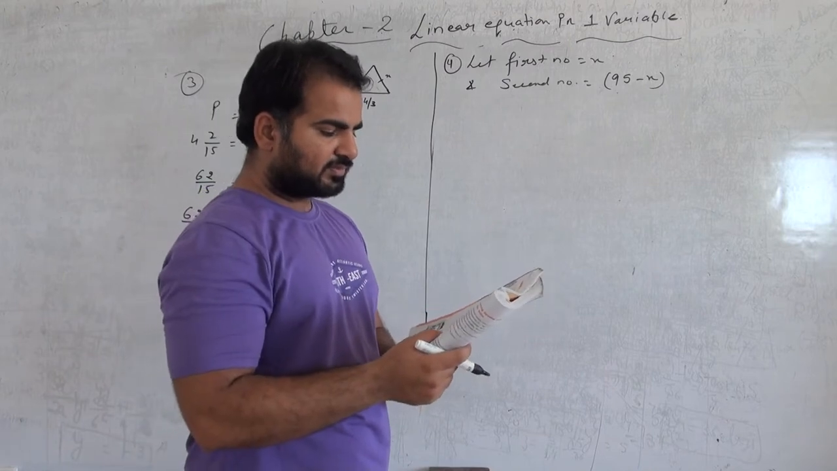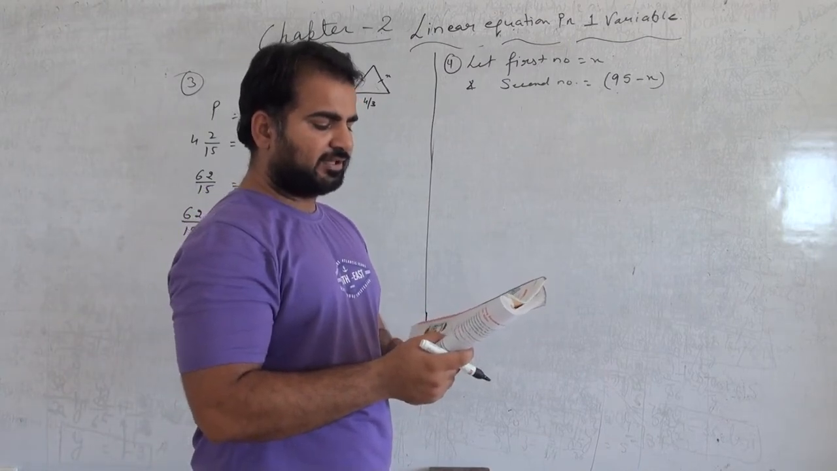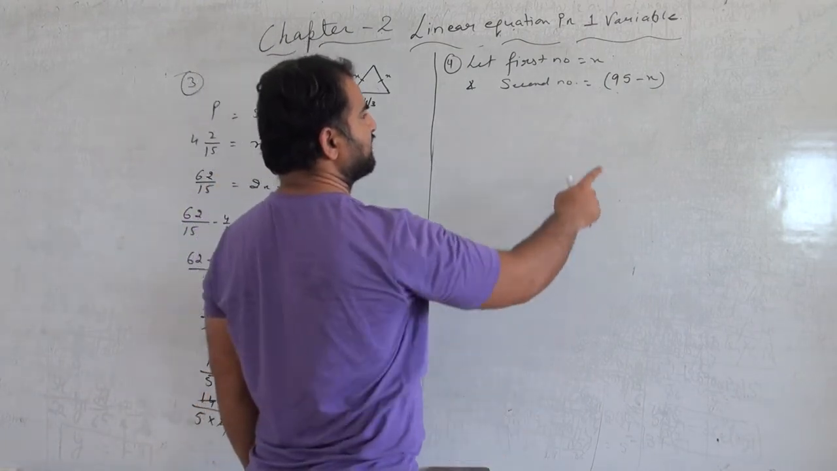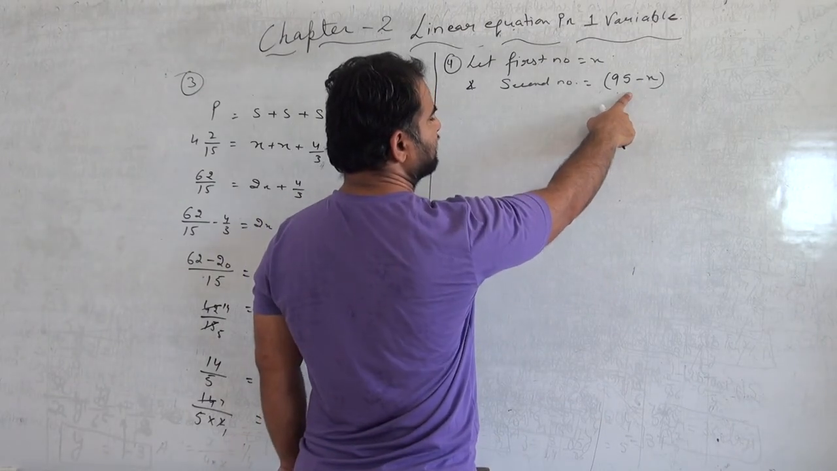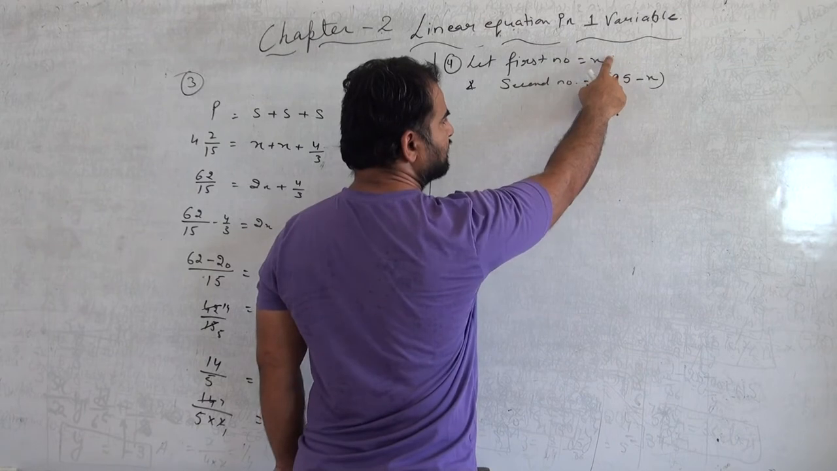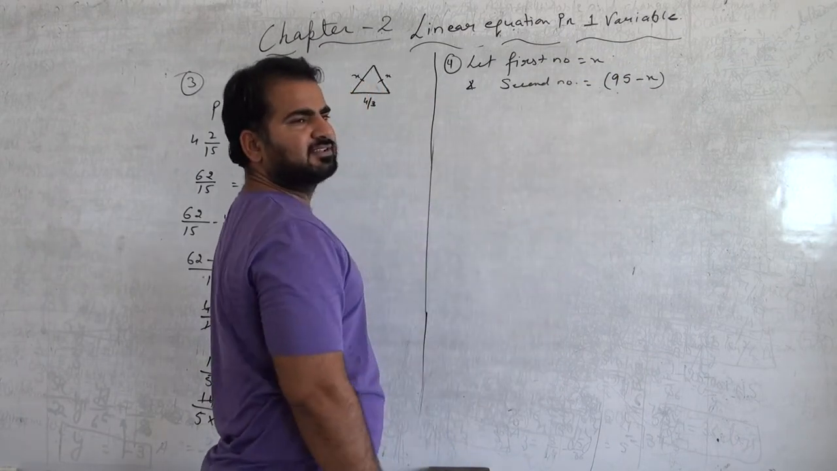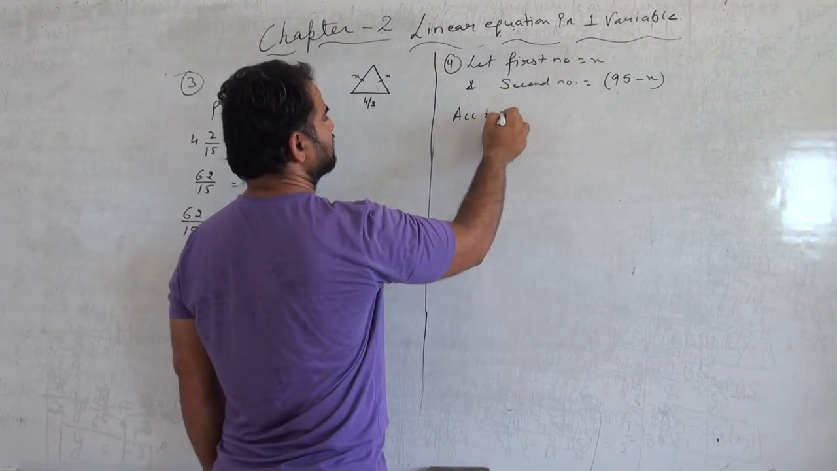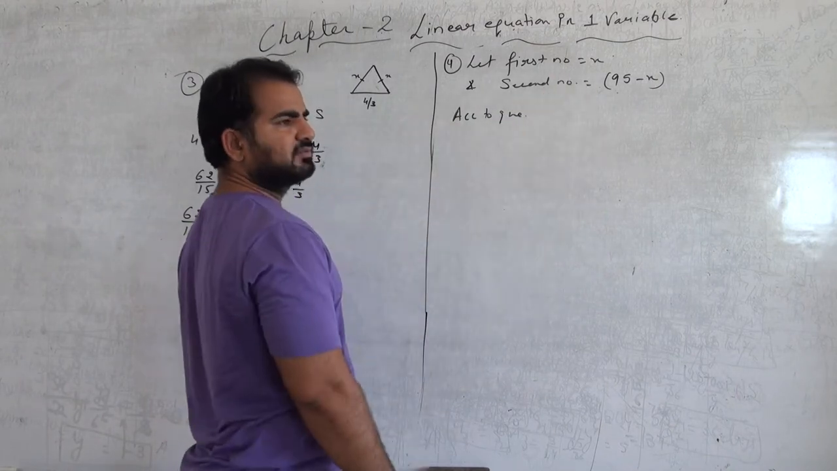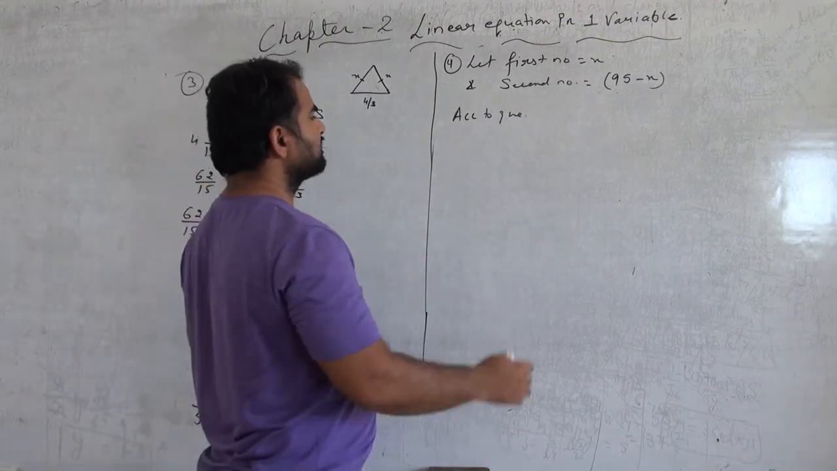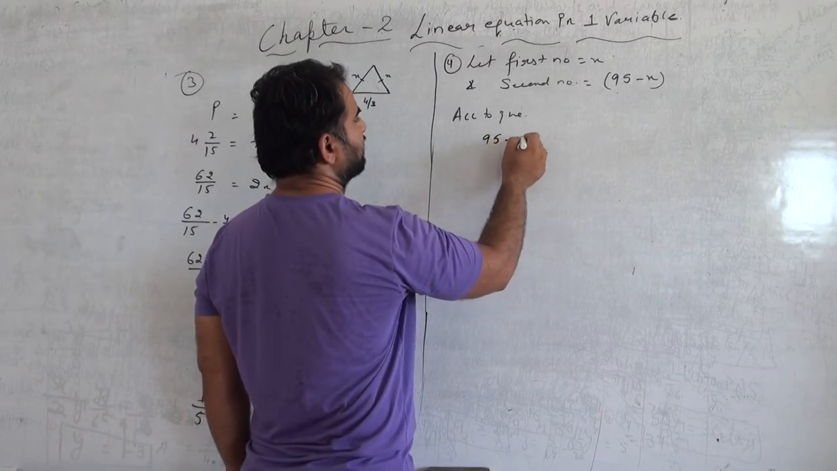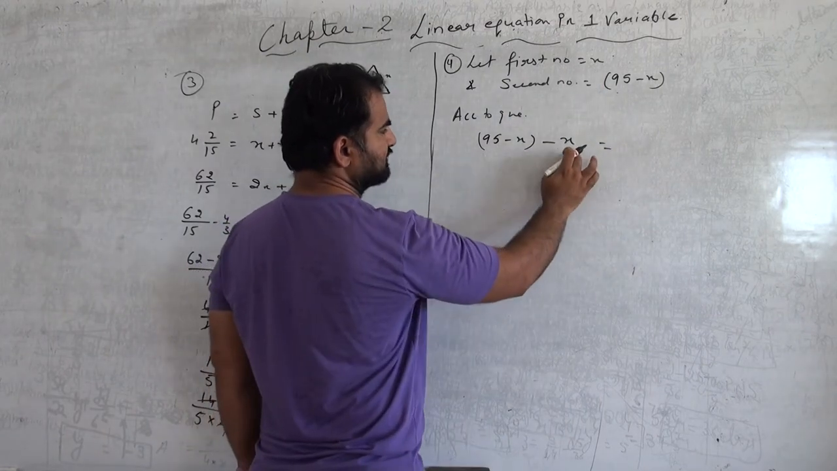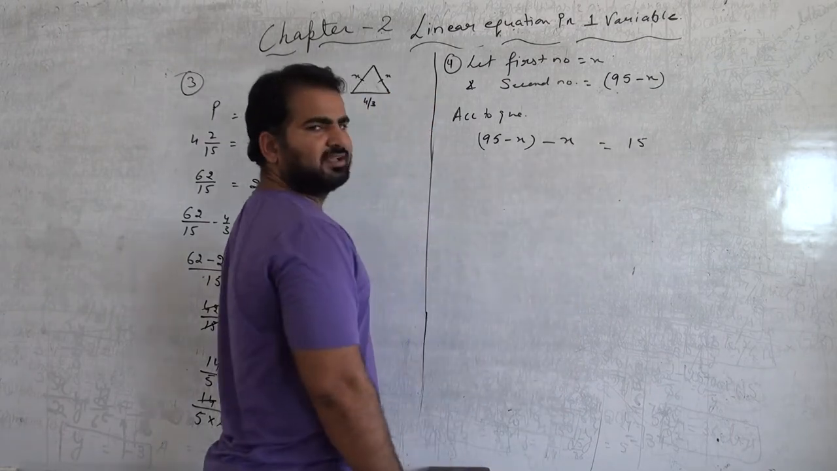Next, if one exceeds the other by 15, find the numbers. It means that if we subtract this from this, or this from this, we will get 15 as the answer. So according to the question, the difference of both the numbers is 15. So what I am doing is 95 minus x minus the first number, second number minus first number, gives 15 as the answer.